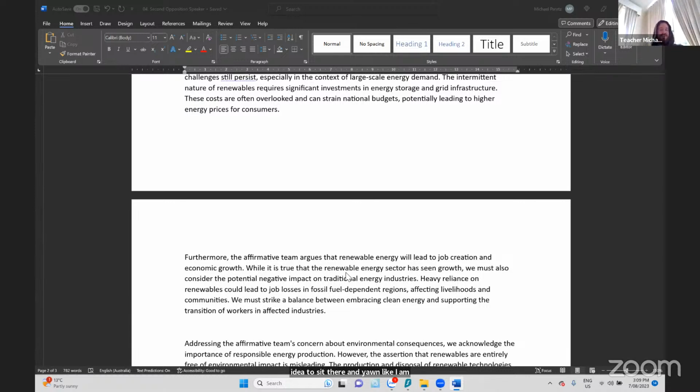While it is true that the renewable energy sector has seen growth, we must also consider the potential negative impact on traditional energy industries. Heavy reliance on renewables could lead to job losses in fossil fuel dependent regions, affecting livelihoods and communities. We must strike a balance between embracing clean energy and supporting the transition of workers in affected industries.